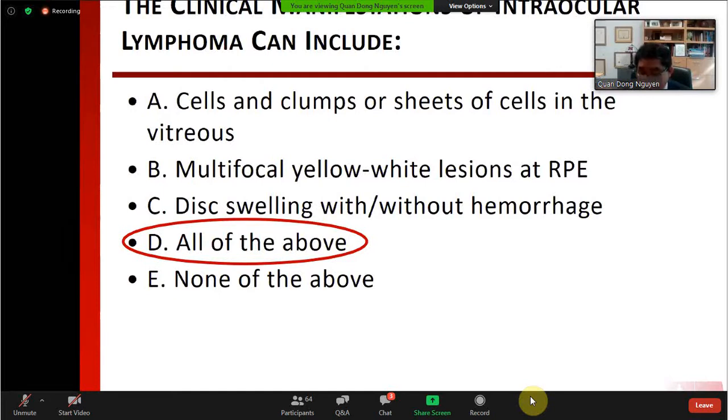I totally agree. You definitely would consider that, even though intermediate uveitis usually doesn't present with subretinal lesions like that. But in this case, whether you think along the line of MS or along the line of lymphoma, it would be good to have the MRI there. That would be fine. Excellent.